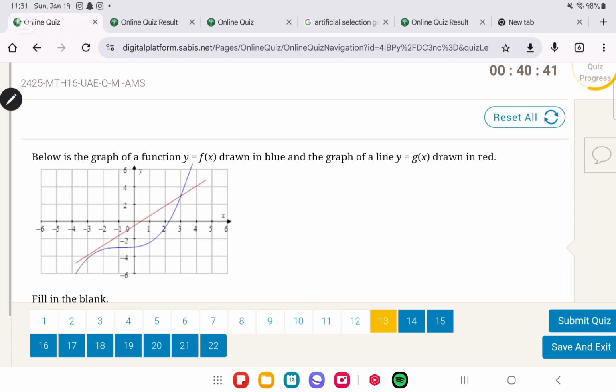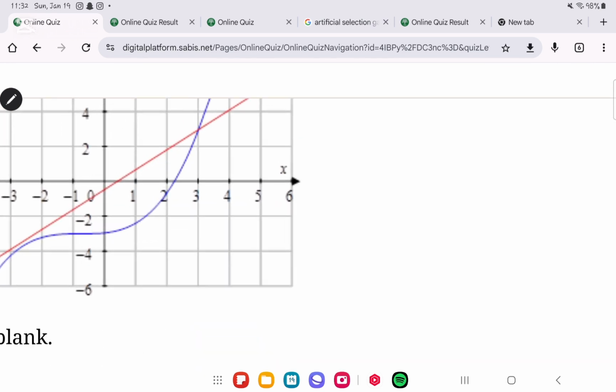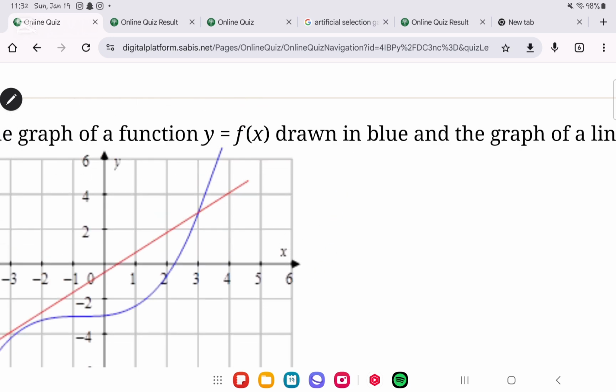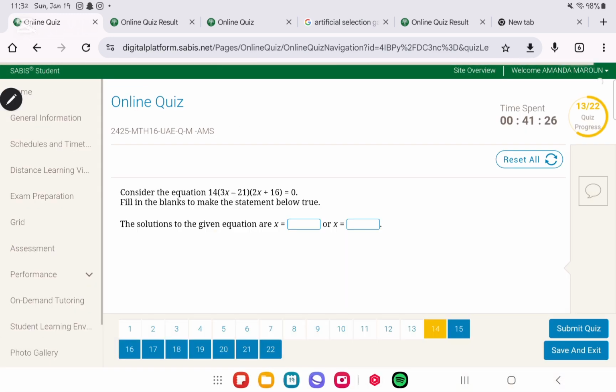Okay, I like this question. It is a very nice question. They told us below is the graph of a function, f(x) is drawn in blue and g(x) is drawn in red. They need f(x) to be greater than or equal to g(x), but we need to know at which point. Very easily we will find their point of intersection, which is this point over here, at 3. And if you notice, after this, f(x), in blue, becomes greater than g(x), in red. So at some point they are equal, and then f(x) becomes greater than g(x). This is exactly what we are looking for. So at point 3, which is their intersection point, this is the answer.